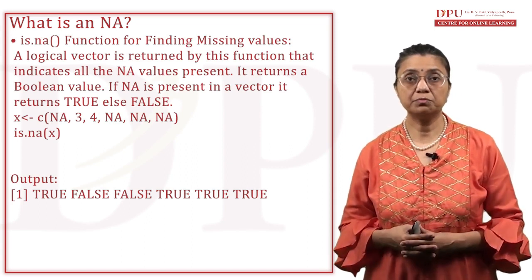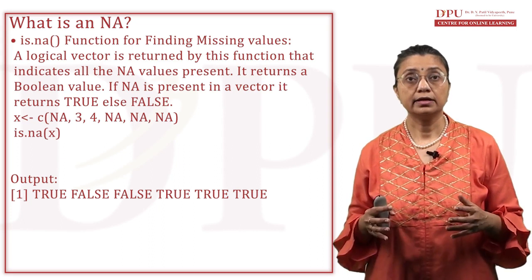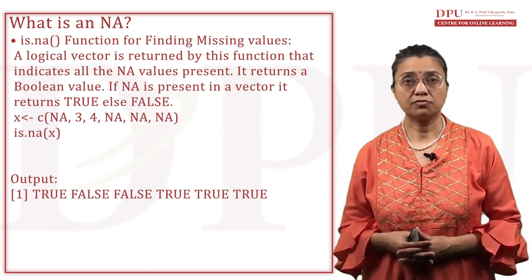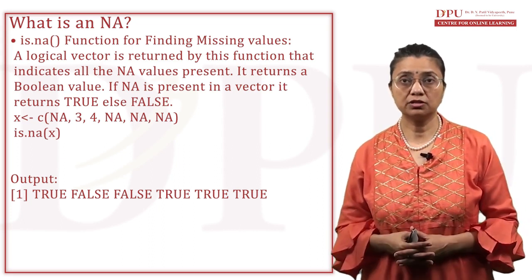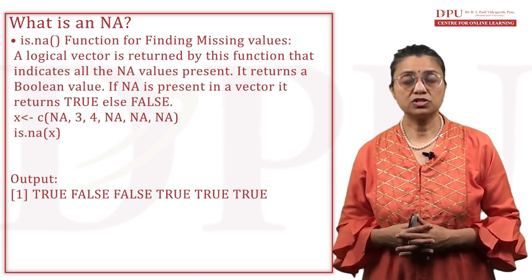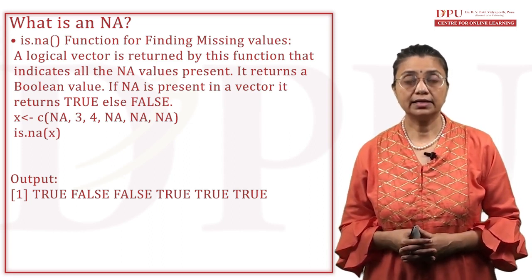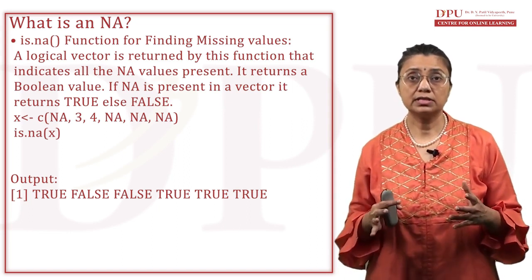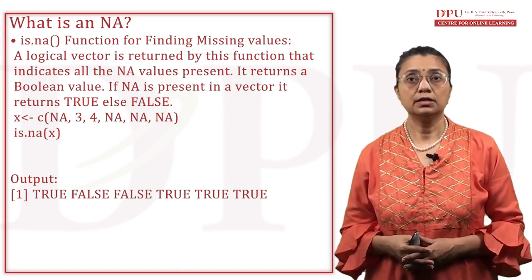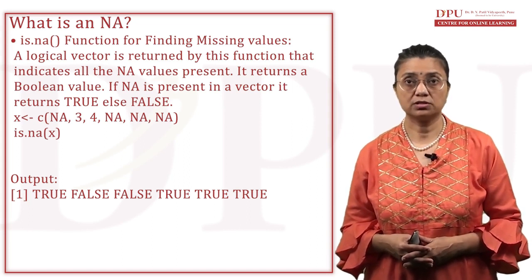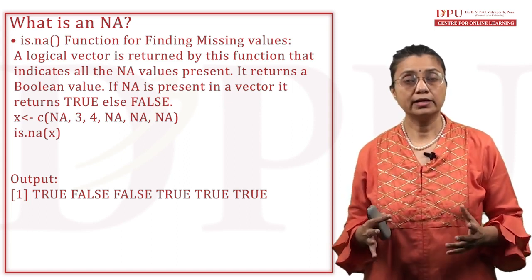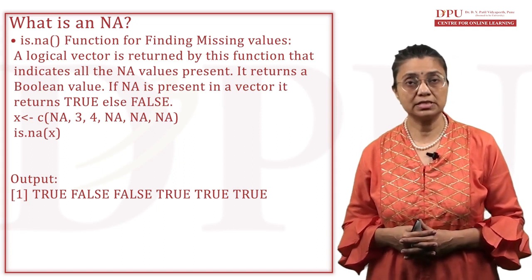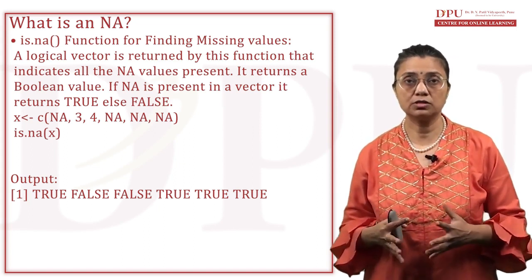We have seen in our previous lectures also that the is.na function returns a logical vector. It returns a logical vector that indicates all the NA values present. So, if it returns a Boolean value, then if NA is present in a vector, it returns true. And if NA is not present in the value, then it will return false.